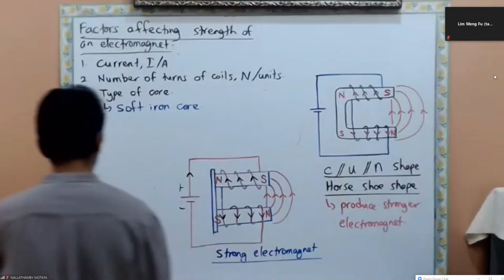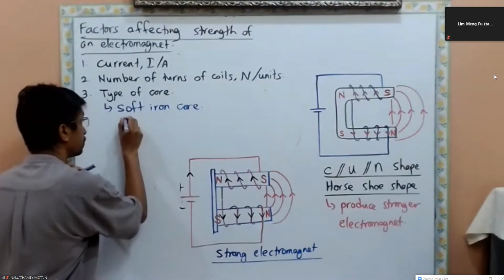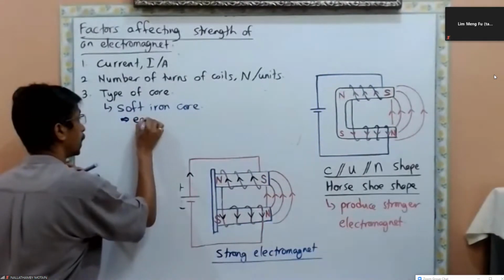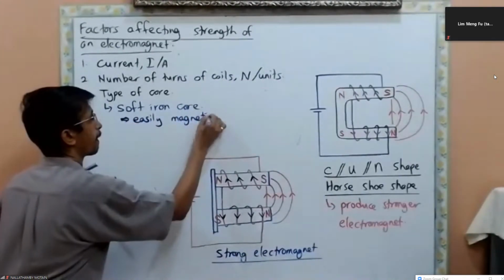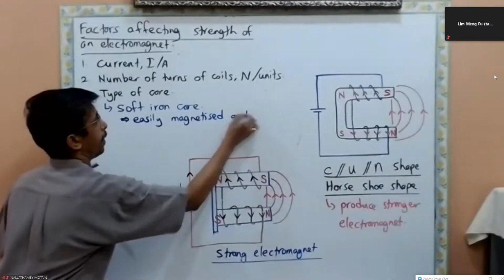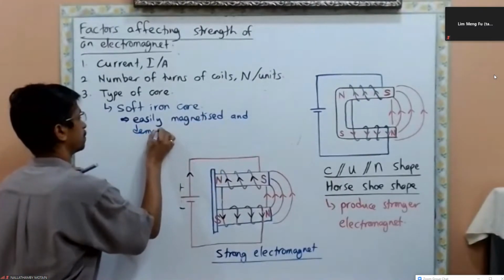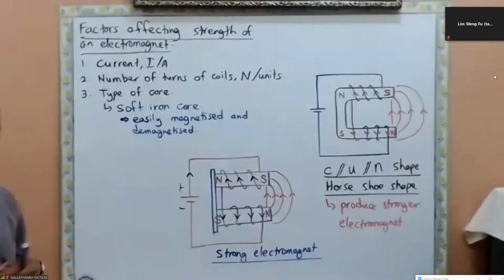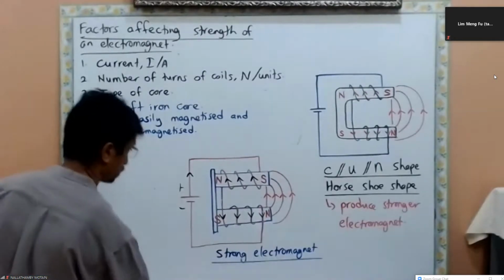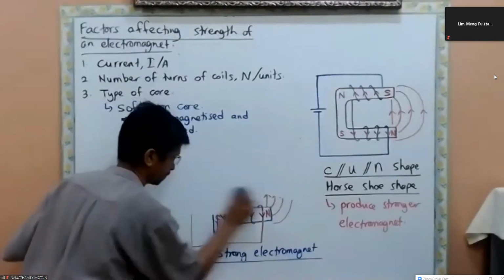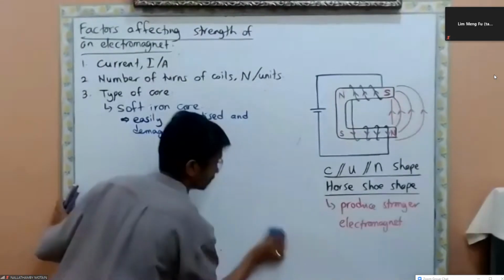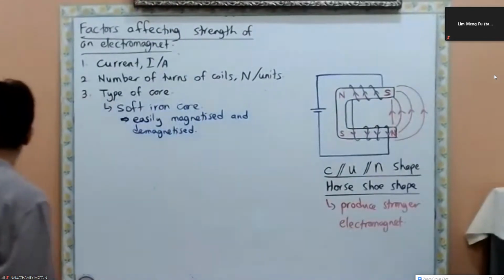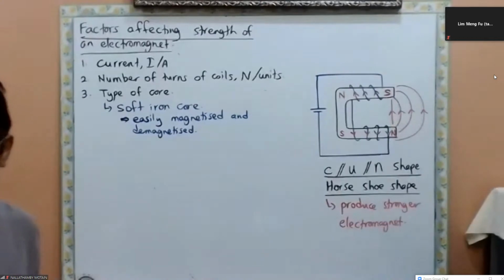Okay. Why do we have to choose soft iron core? The reason is because it is easily magnetized and demagnetized. Okay, because it is easily magnetized and demagnetized.